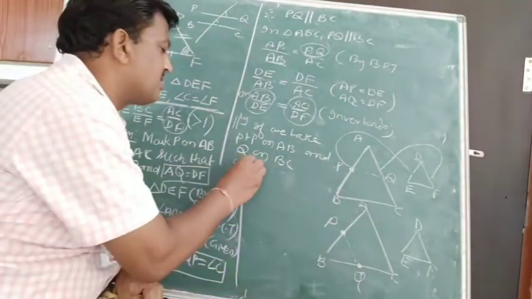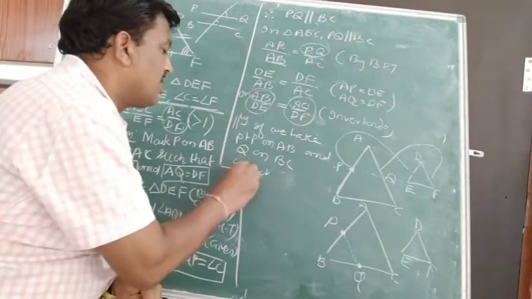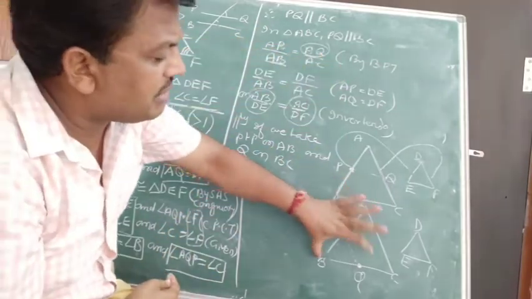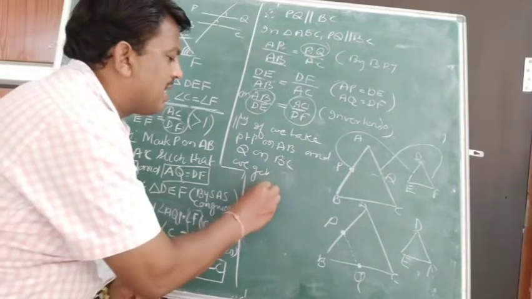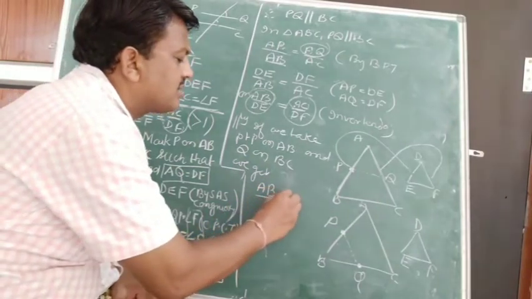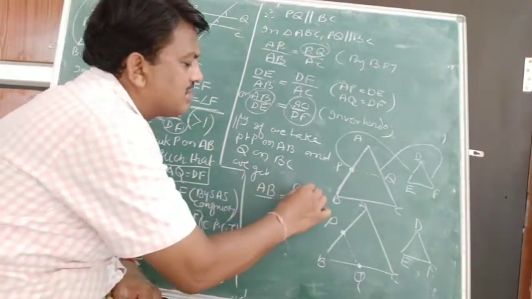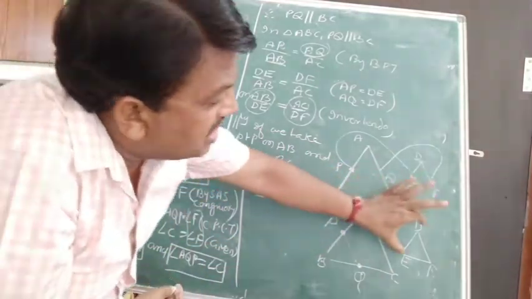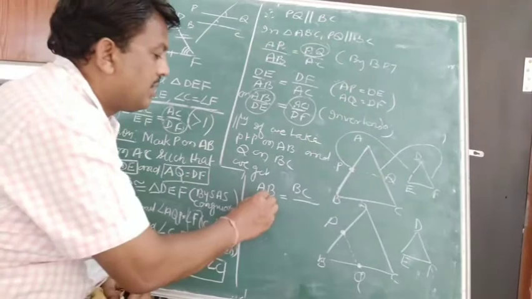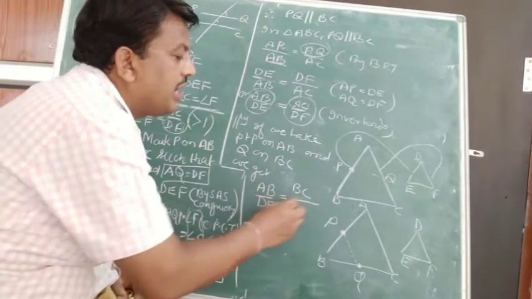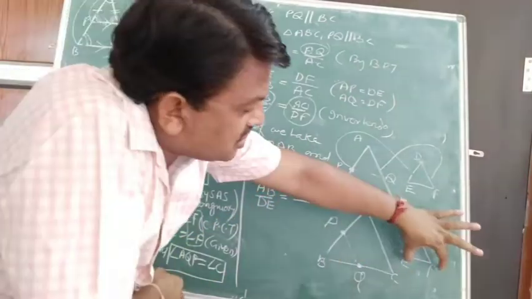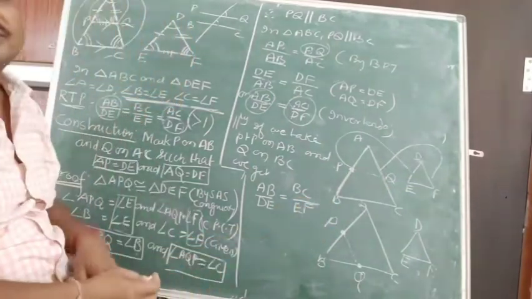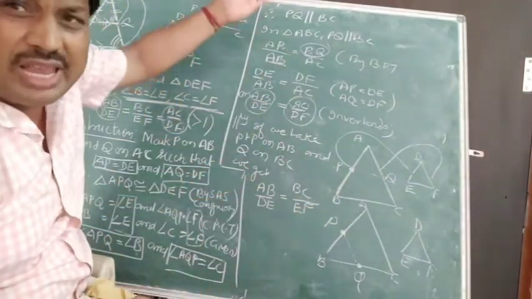So there we got the relation between AB and AC. Here we will get AB and BC. AB by something is equal to BC by something. So what is that something, children? AB corresponds to DE, and this BC corresponds to EF. So I would have got it like that. Is it not? No need to prove it again.